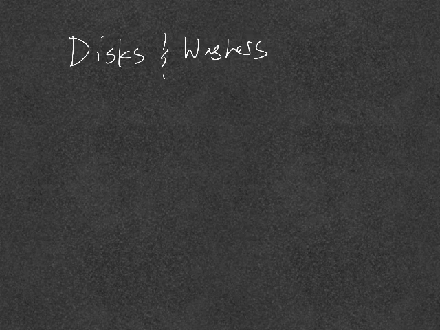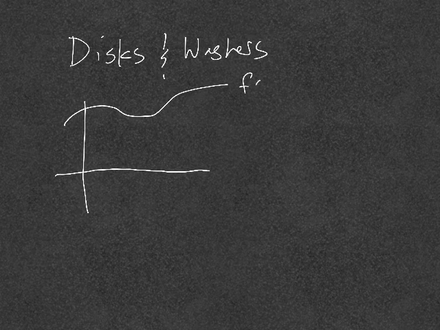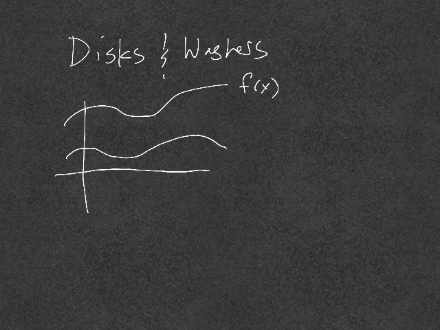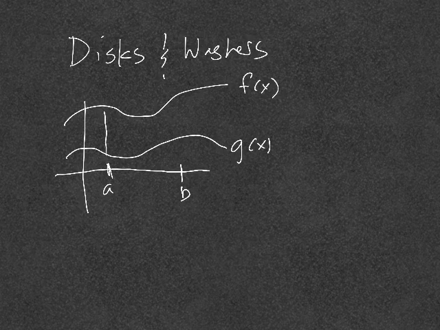And so first we need our volume of revolution. Let's draw that out. So we're going to have two functions, one above the other. The first one we'll call f of x. The other one we'll call g of x. We need some x values, so we'll be looking at the region bounded between x equals a and x equals b.